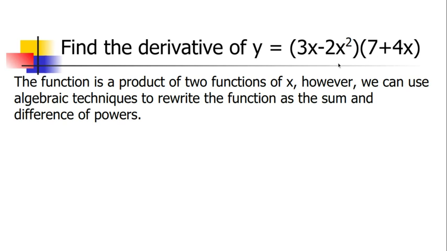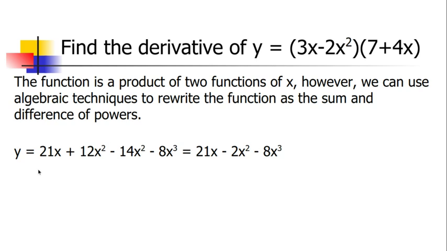If you did product rule, it would still work, all right, but I would just find it easier to use power rule if possible. So when we FOIL, we get y equals 21x plus 12x squared minus 14x squared minus 8x cubed, and we can combine like terms before we take the derivative. That will give us 21x minus 2x squared minus 8x cubed. And now we're going to do our power rule here. So now since these functions are just being added and subtracted, we can just do the power rule on each one. Our derivative ends up being 21 minus 4x minus 24x squared.